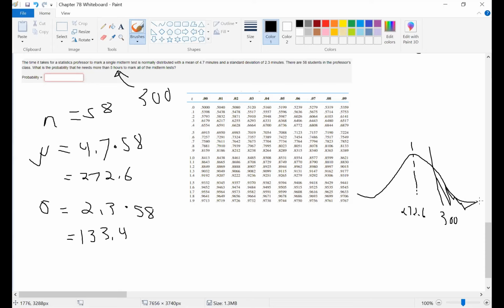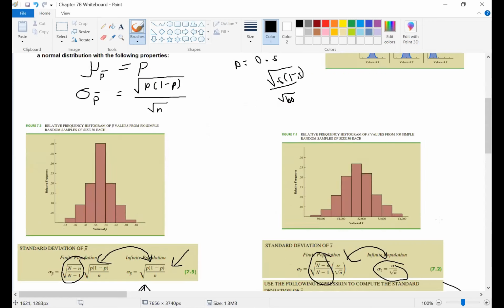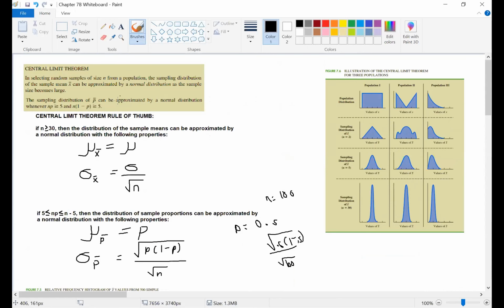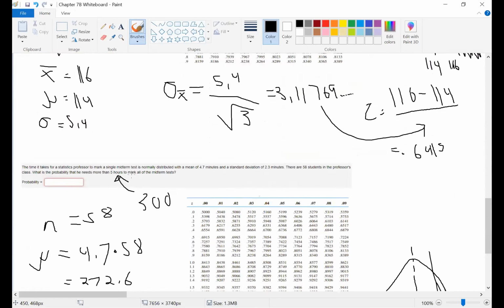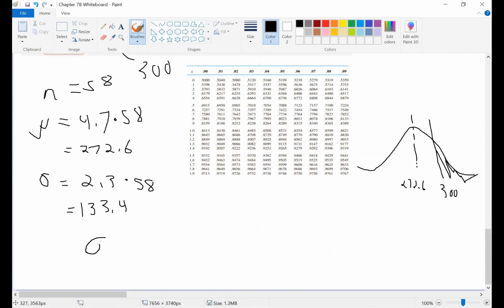Now, again, we can't use this standard deviation of 133.4, because that's too big. We'll use our formula from before, the population standard deviation of sigma over the square root of n. So the true sigma we want, remember this is sigma x bar, is 133.4 divided by the square root of our sample size, in this case 58. This is another reason why it was okay for us to multiply that standard deviation by 58, because we're dividing by the square root of 58 anyways.